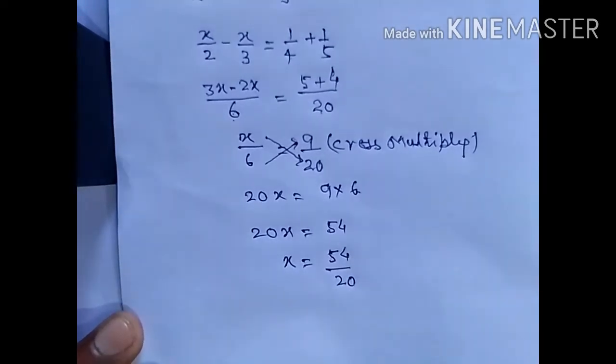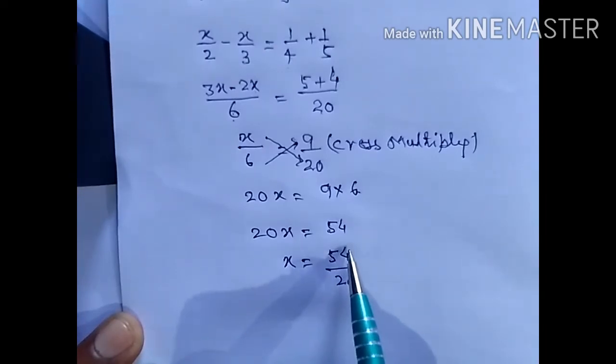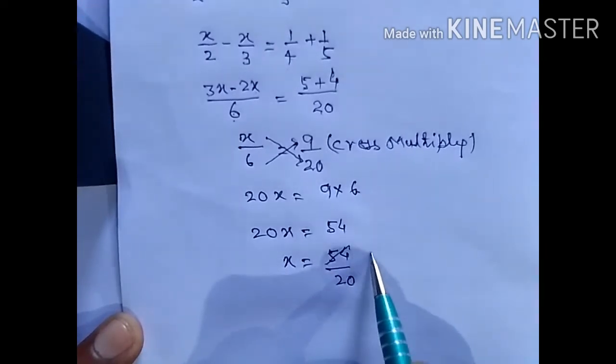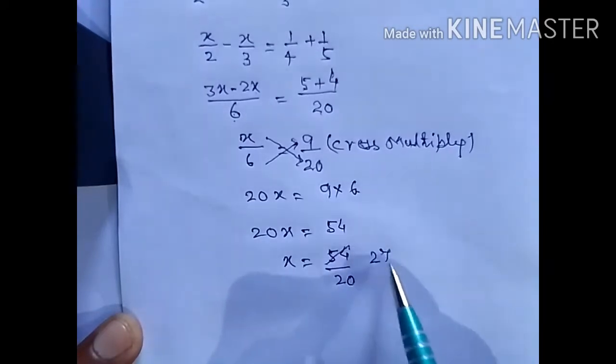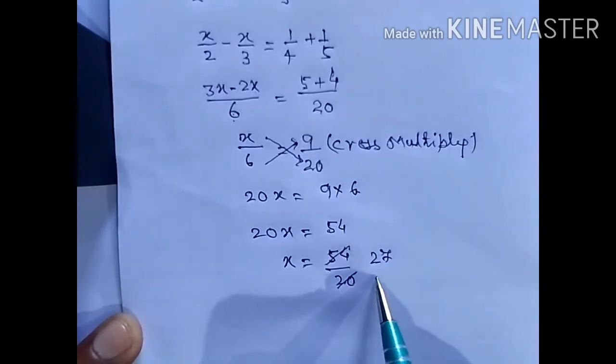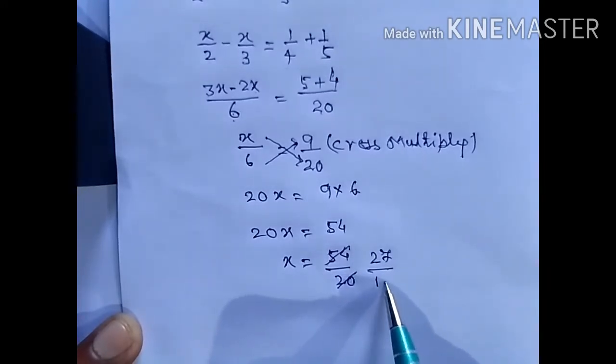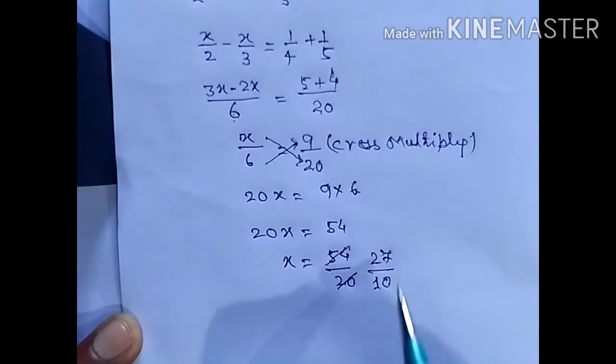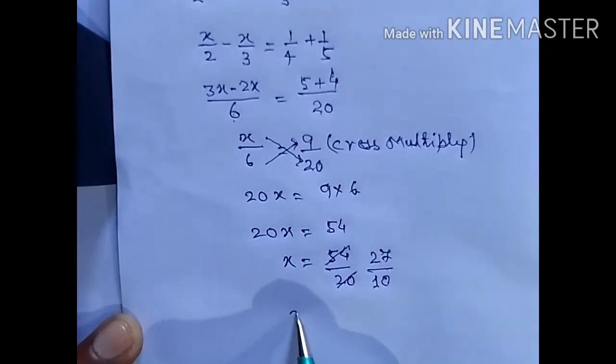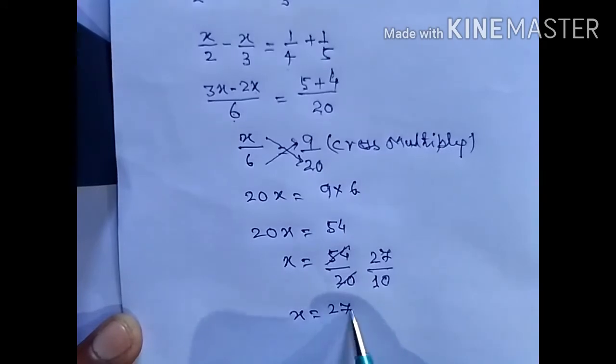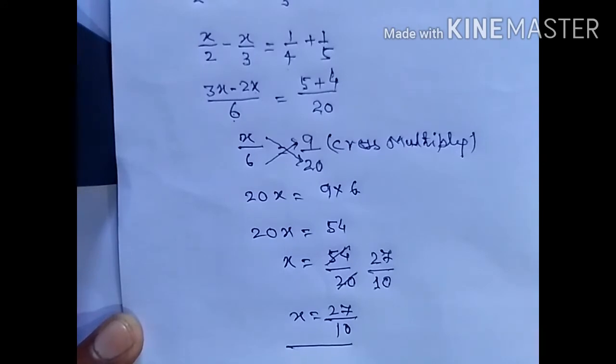After reducing it by 2, 2 2s are 4, 2 7s are 14, and 2 1s are 2, 2 10s are 20. This will be 27 by 10, or x is equal to 27 by 10. This is the answer of the first question, students, and the answer is 27 by 10. This is the solution of this linear equation. Solution means finding the value of the variable.